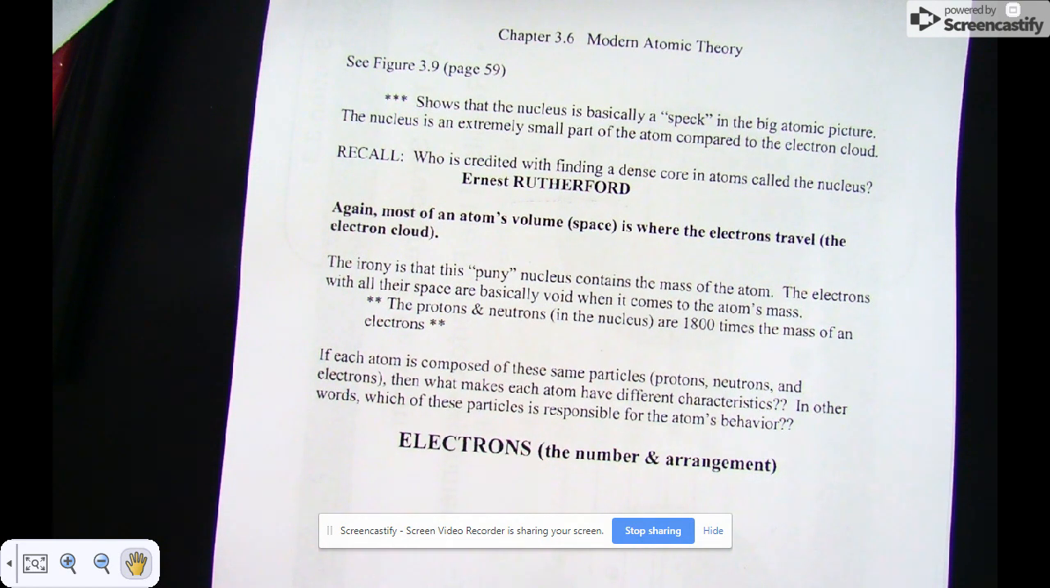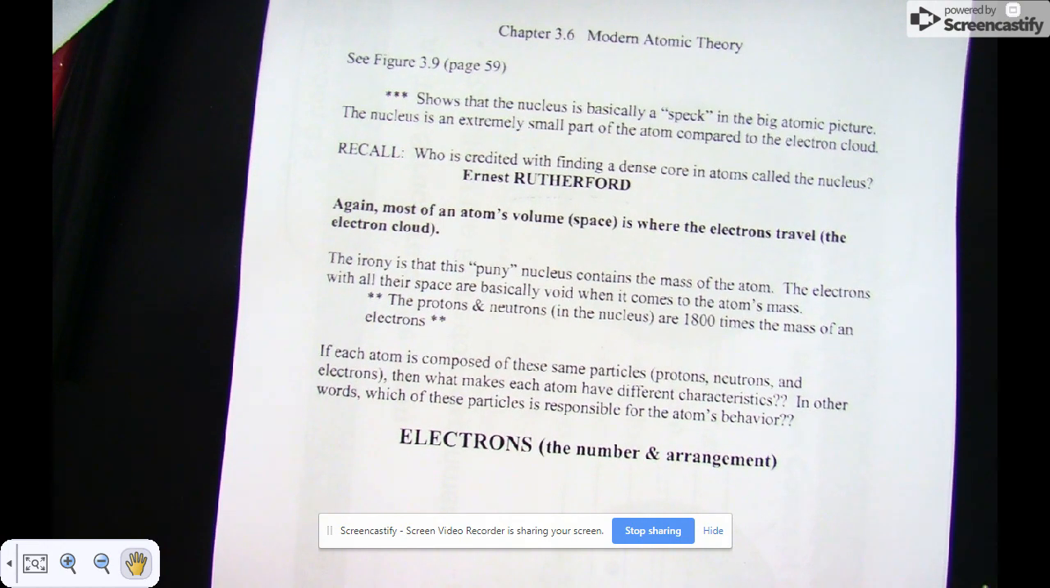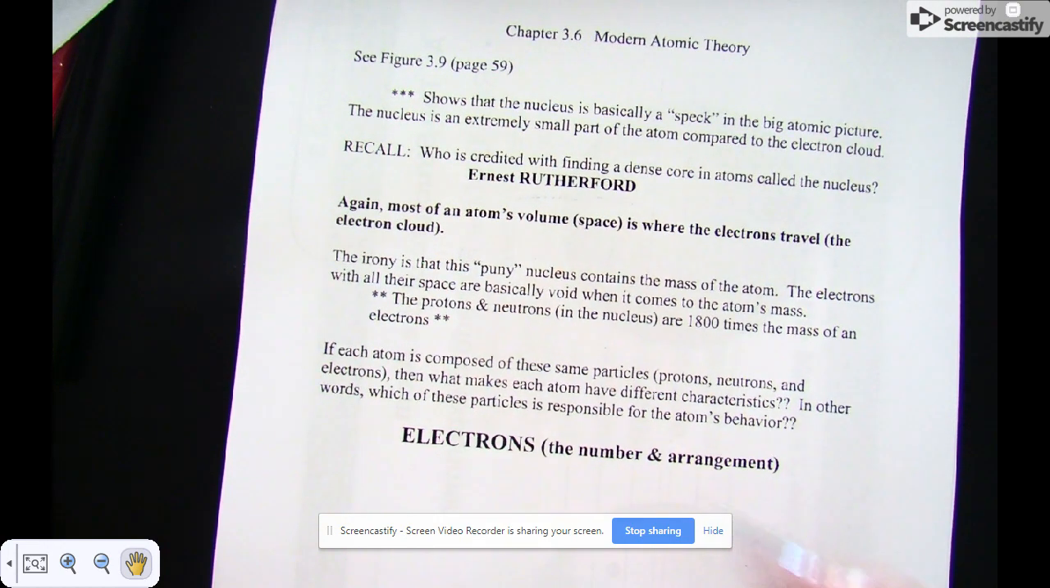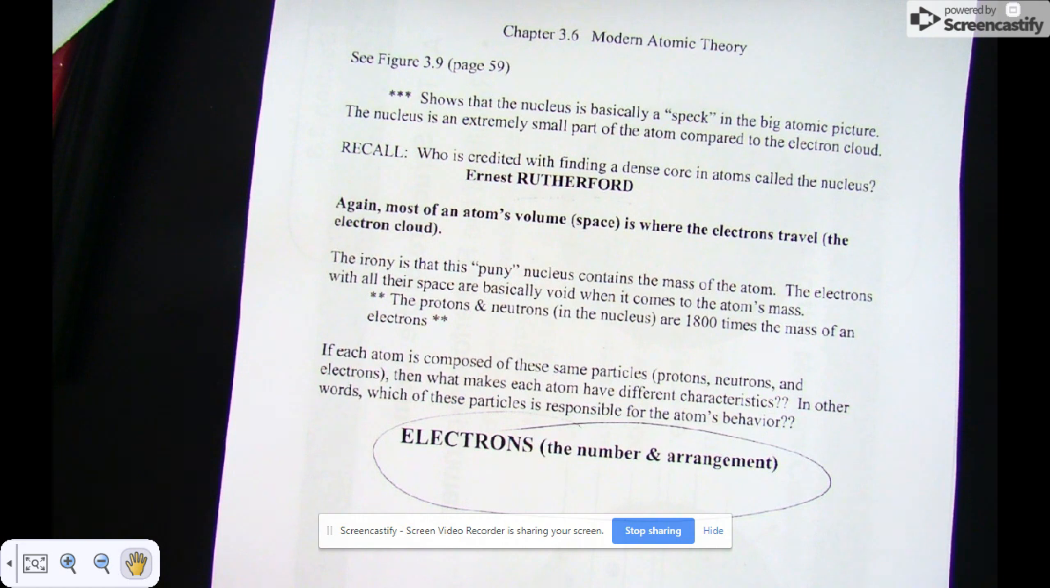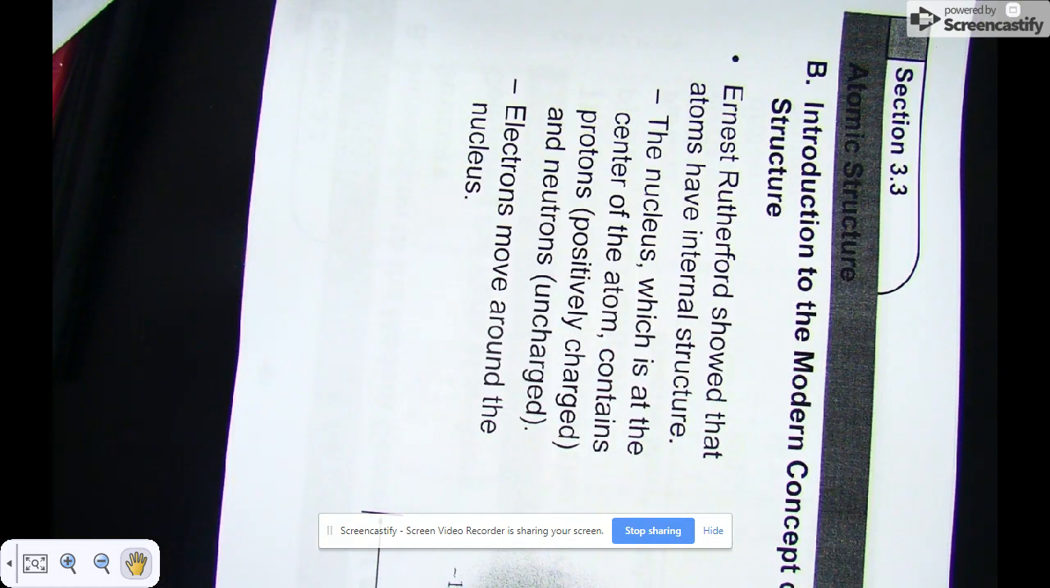So if each atom is composed of these same particles, protons, neutrons, and electrons, then what makes each atom have different characteristics? In other words, which of these particles is responsible for the atom's behavior? That would be the electrons, okay? How the electrons are associated, how many it has, are going to determine how that atom is going to act.